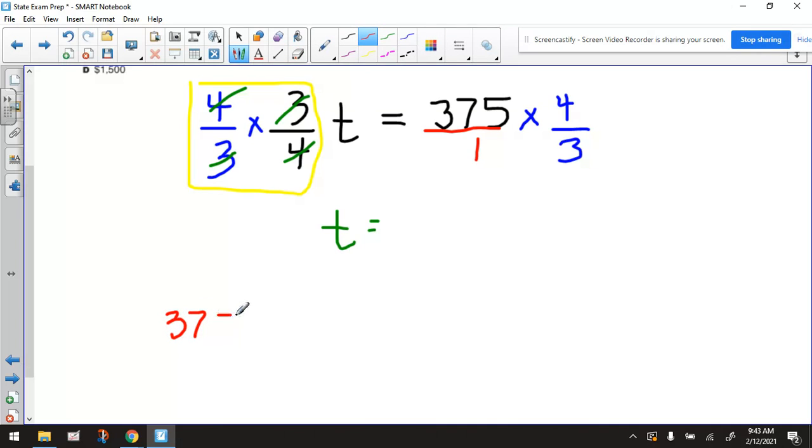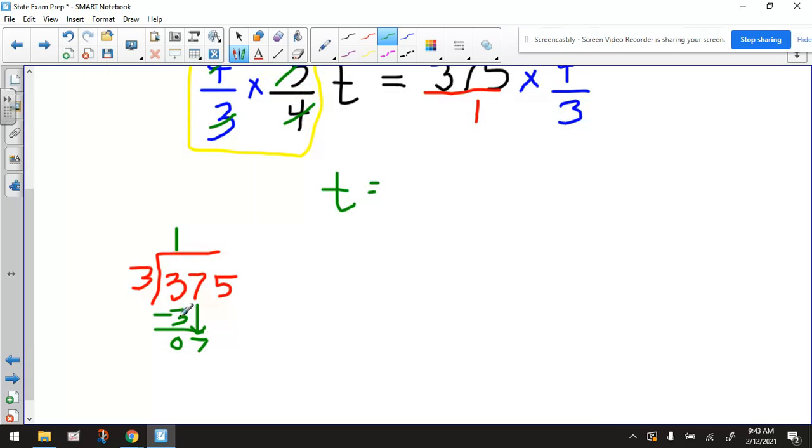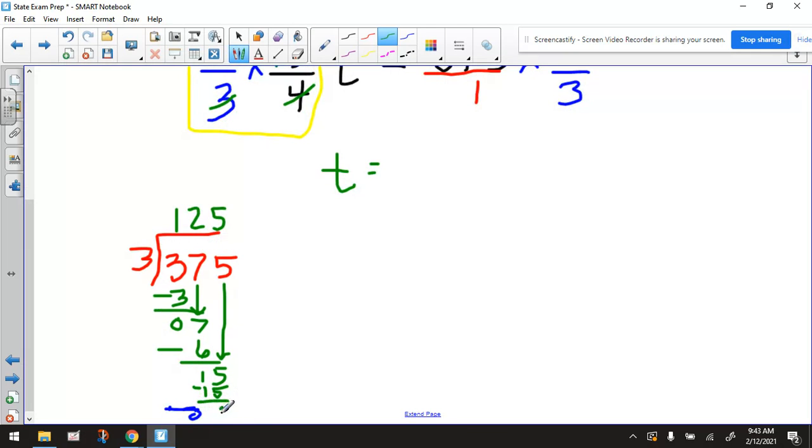375 divided by 3. All right, so that's going to go in once. Subtract it, nothing left over. Bring down the 7. 3 is going to go into 7 twice. Subtract it, the 1 left over. Bring down the 5. And 3 goes into this 5 times. And we get nothing left over.